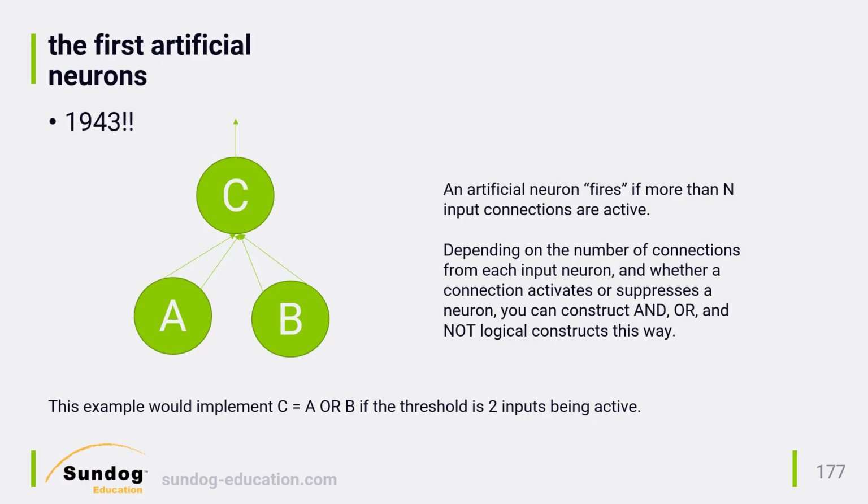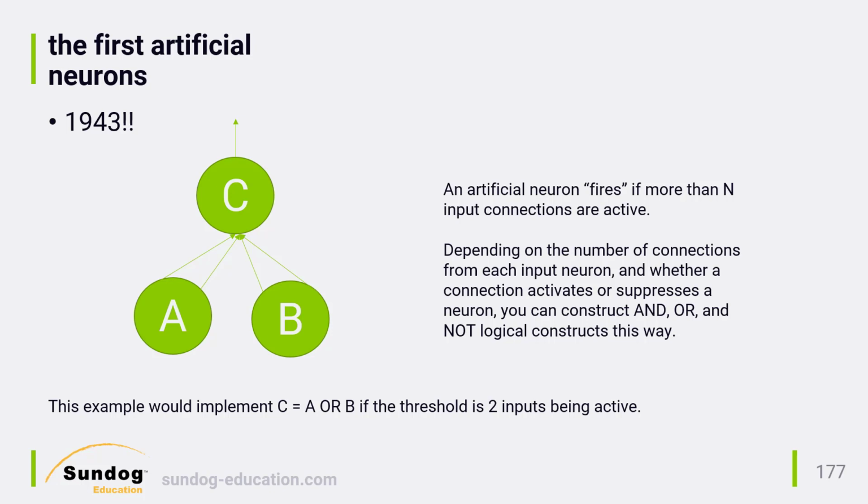So at one point, someone said, hey, the way we think neurons work is pretty simple. It actually wouldn't be too hard to replicate that ourselves and maybe try to build our own brain. This idea goes all the way back to 1943. People proposed a very simple architecture where if you have an artificial neuron, maybe you can set up an architecture where that neuron fires only if more than a certain number of its input connections are active.